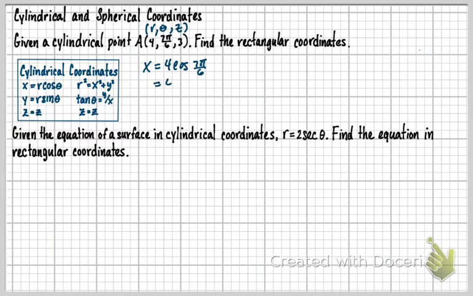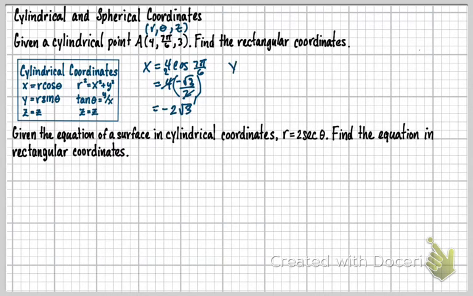And that's going to equal 4, and then cosine of 7π/6 is going to give me negative square root of 3 over 2. And then I can simplify this and get negative 2 square root of 3. Now let's try the next one here.